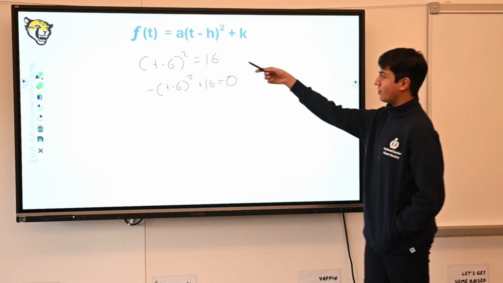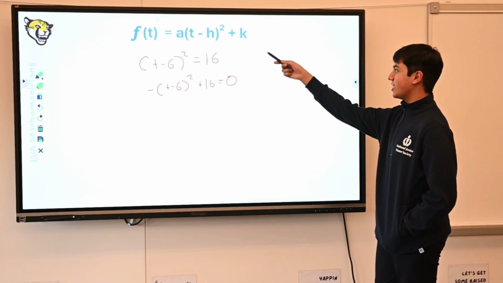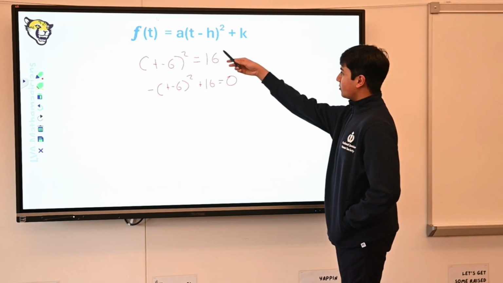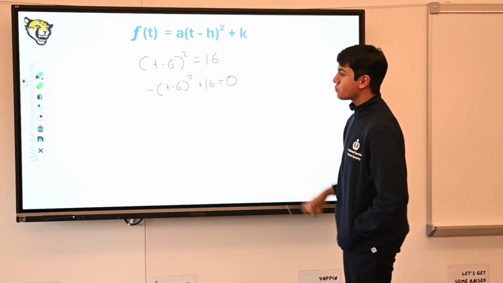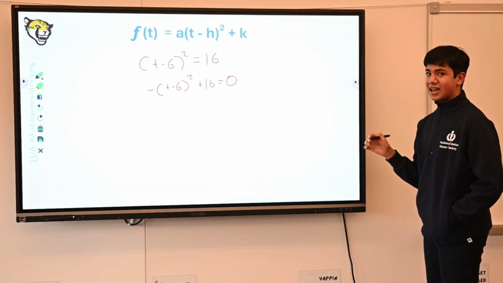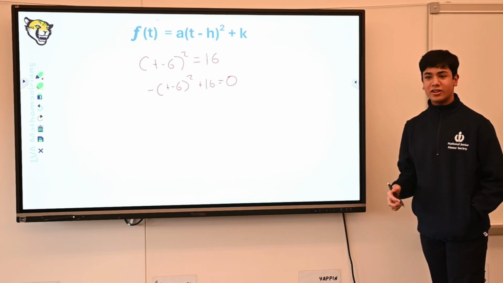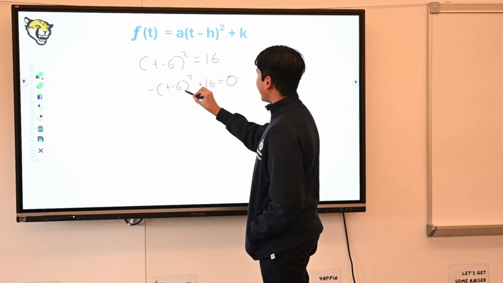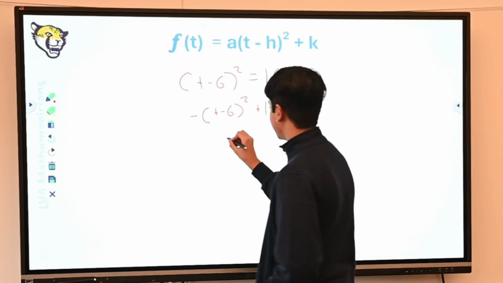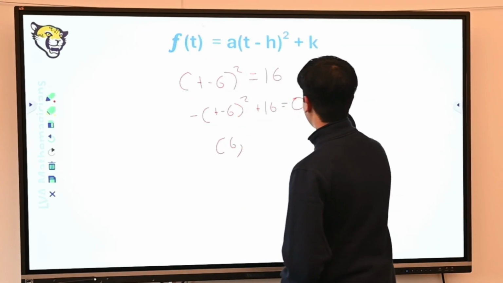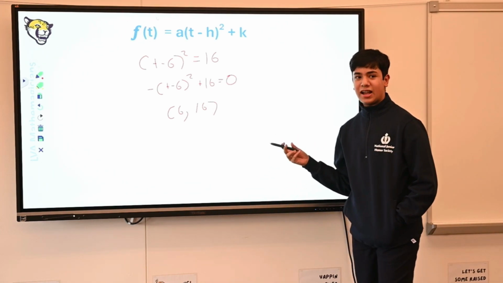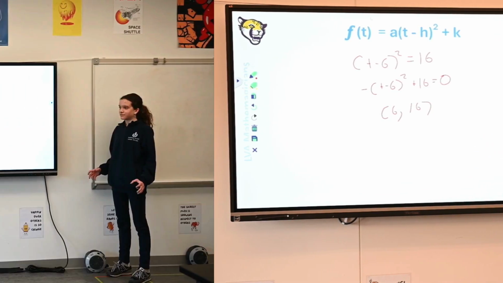Now our equation is in the form a into t minus h squared plus k. To find the vertex, we can use the coordinates h and k, with h as the x coordinate and k as the y coordinate, to find the point where the frisbee was at its highest. So from this equation, h is 6 and k is 16. Meaning at 6 seconds, the frisbee was at its highest point of 16 feet.